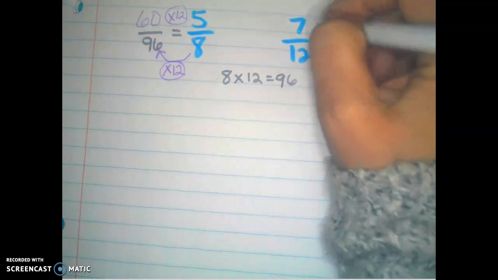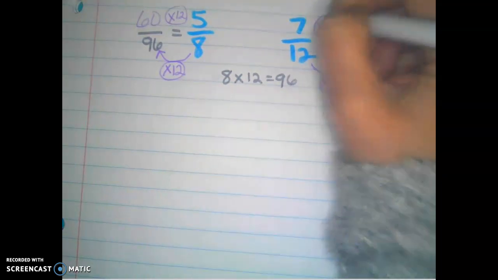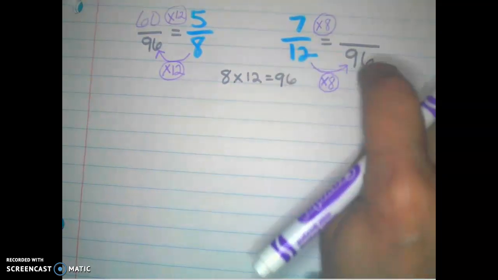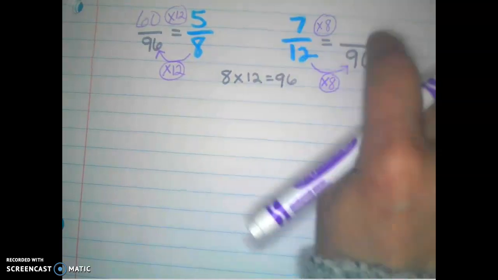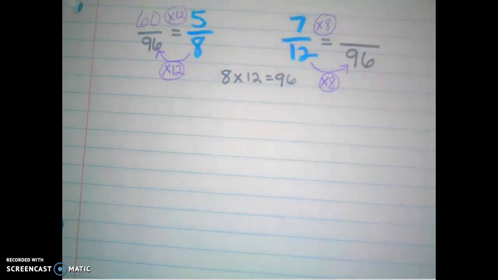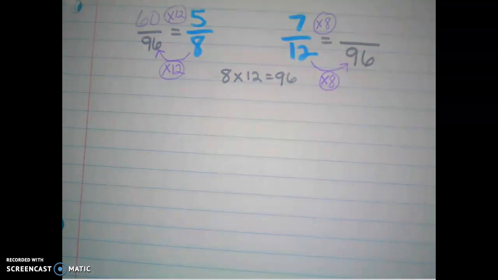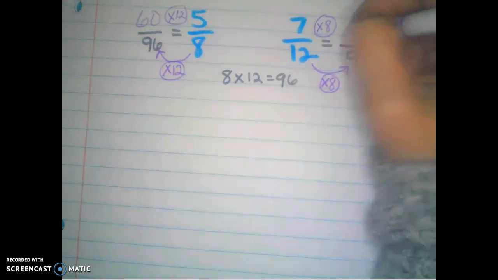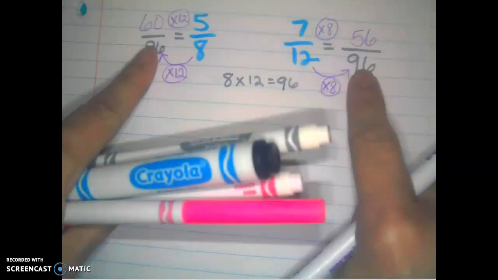Good. These are getting proportionally bigger. That means this one gets bigger at the same rate that this one gets bigger. So like if the bottom number doubles, then the top number doubles. If the bottom number triples, then the top number is going to triple. So if the bottom number multiplies by 8, the top number is going to multiply by 8. And 7 times 8 is 56. So we just did step 2. We made the equivalent fractions.